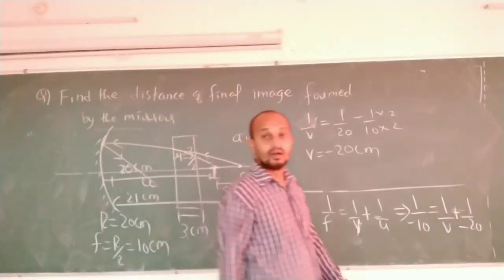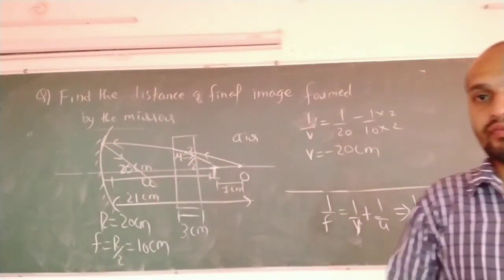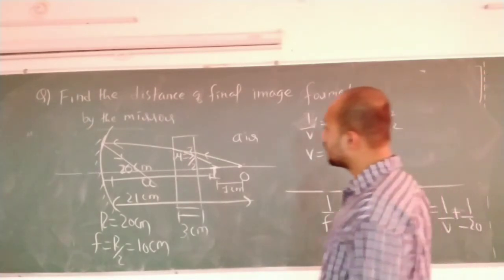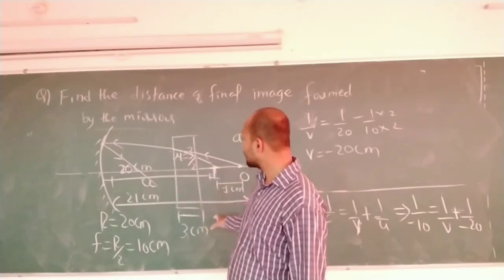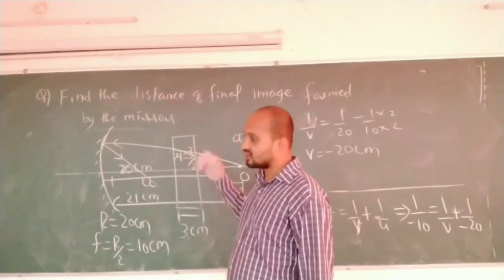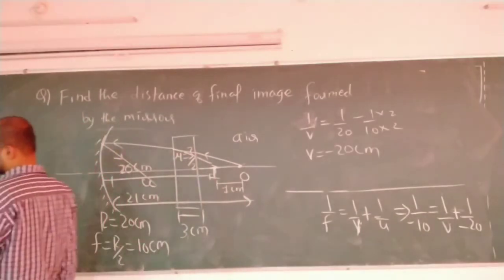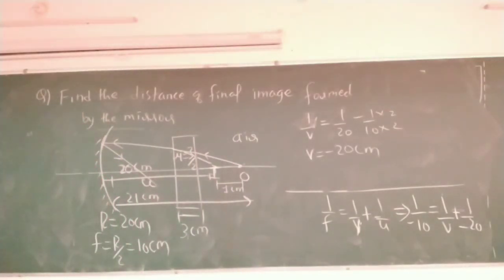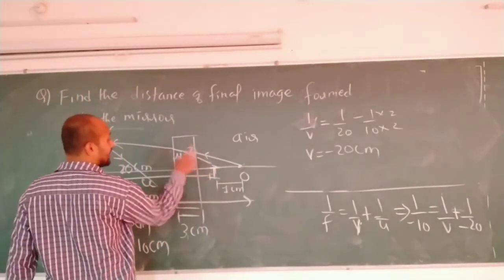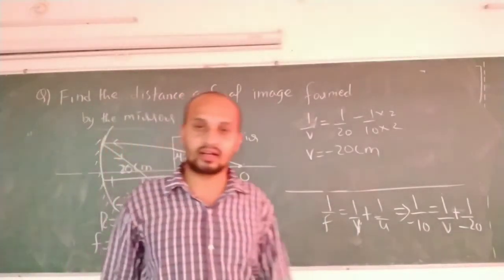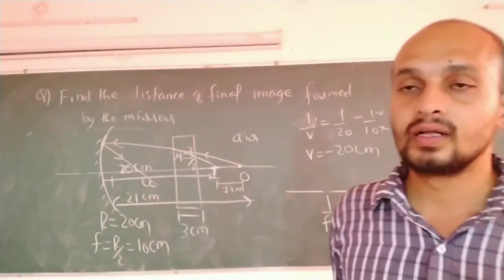Are you understanding? This is the image formed by the mirror, the final image formed by the mirror. After this, of course, a second refraction will happen, but he is asking for the final image formed by the mirror. So I just calculated the image formed by the mirror. After that, this light ray will come here again and second refraction takes place. I am not worried about that. I just found the final image formed by the mirror.